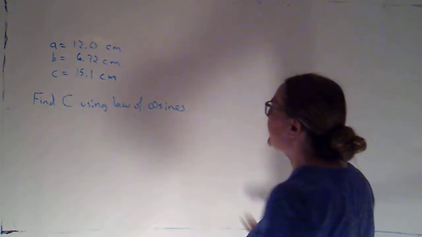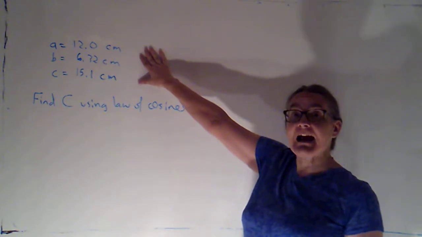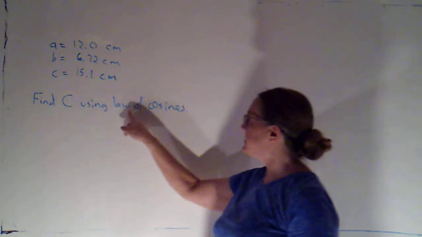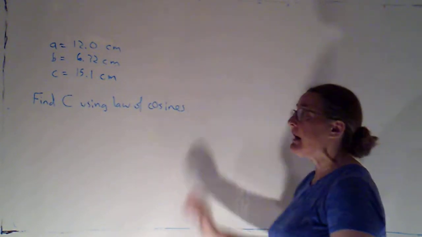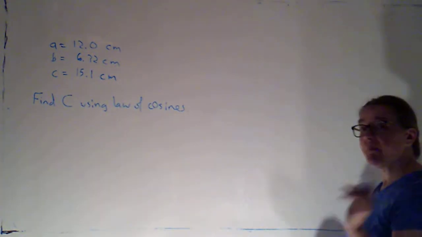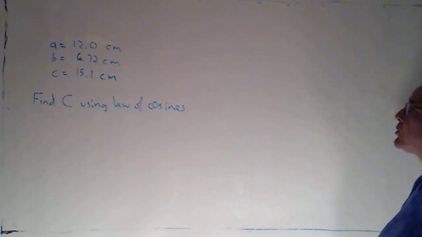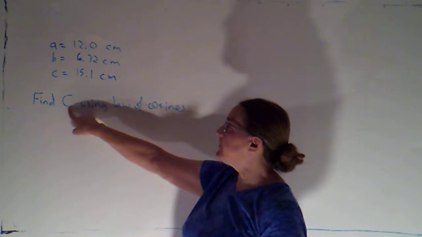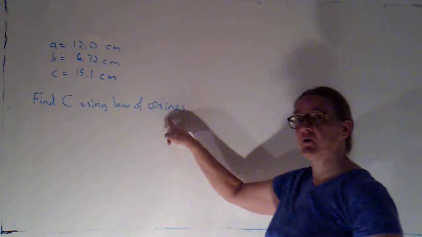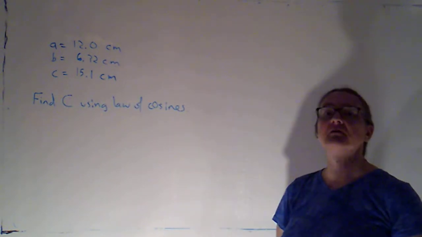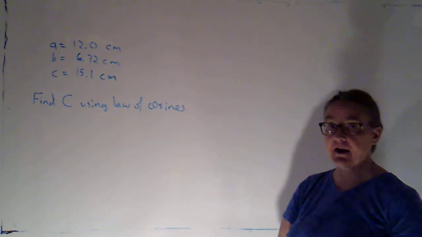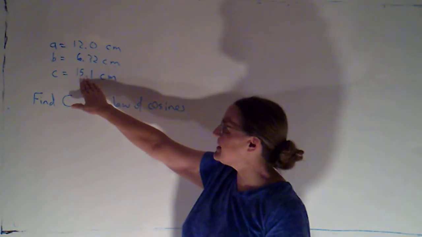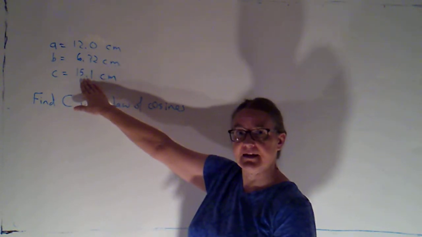In this problem I'm giving you the 3 side lengths of a triangle, and I'm asking you to find angle C using the law of cosines. That's all you're doing, but I do want to talk about, if I were solving the entire triangle, I would want to find angle C using the law of cosines before I switch to the law of sines for finding the other angles. That's simply because I can tell C is going to be the biggest angle because it's opposite the biggest side.